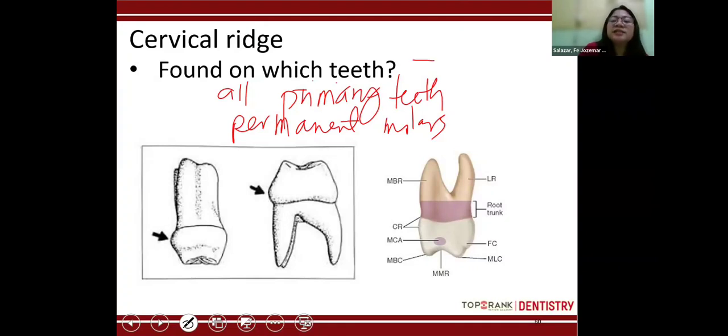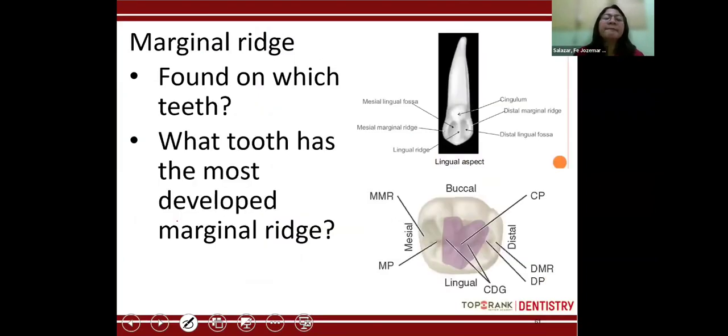So this runs mesiodistally on the facial surface of primary teeth, all primary teeth, and the buccal surfaces of your permanent molars. Okay, so that's a cervical ridge. It's called a cervical ridge because it's found on the cervical third of the tooth.